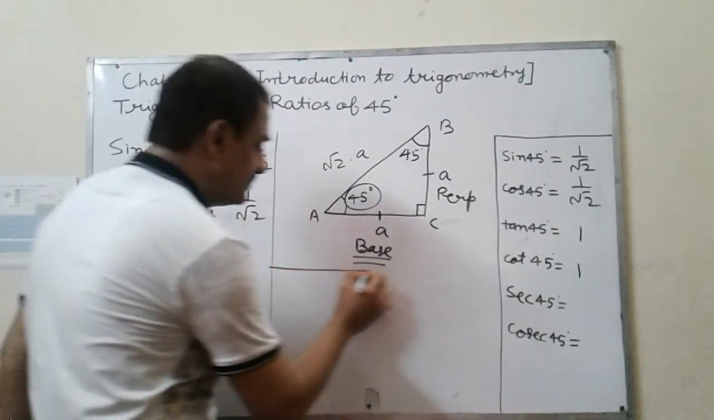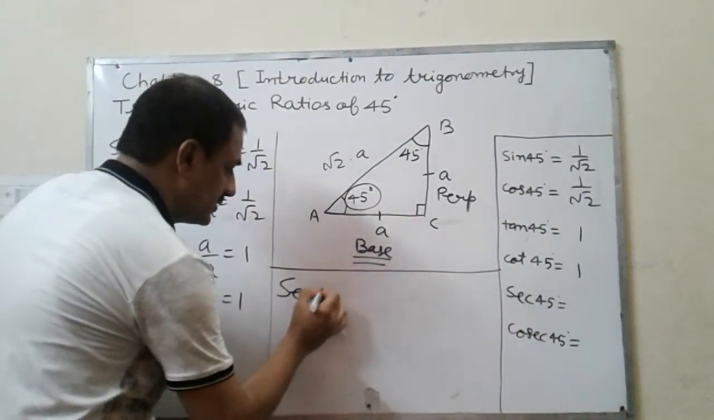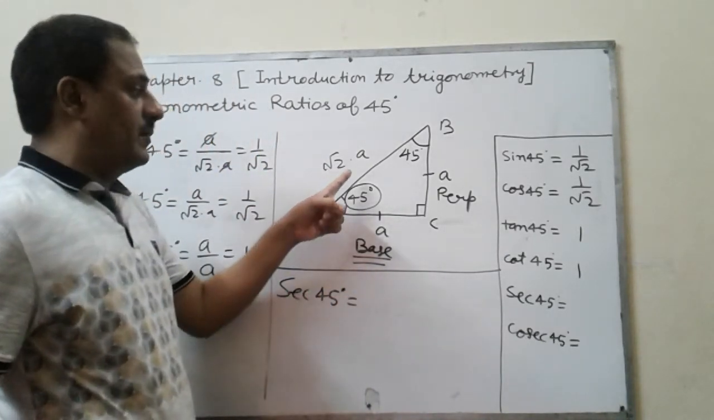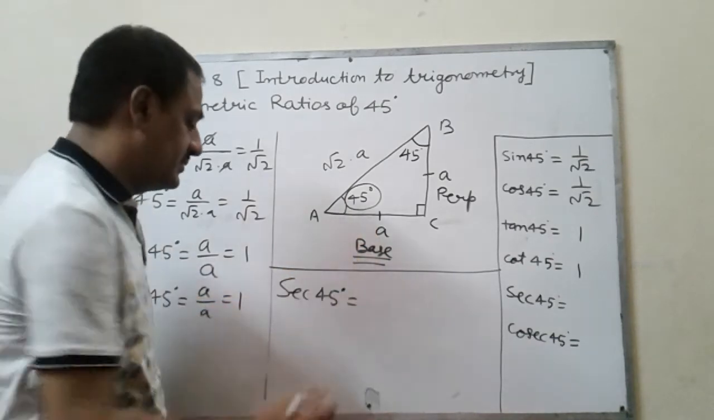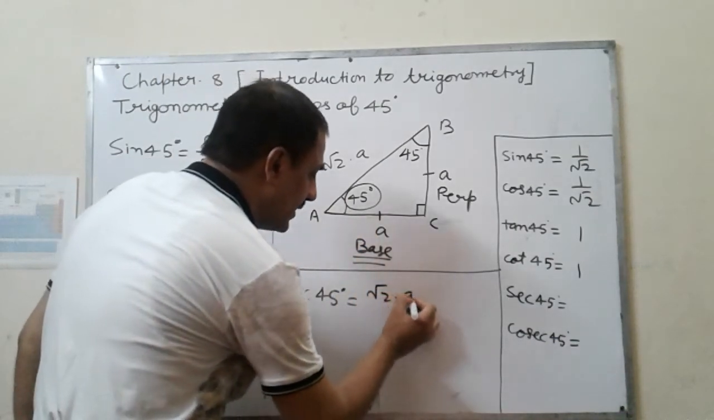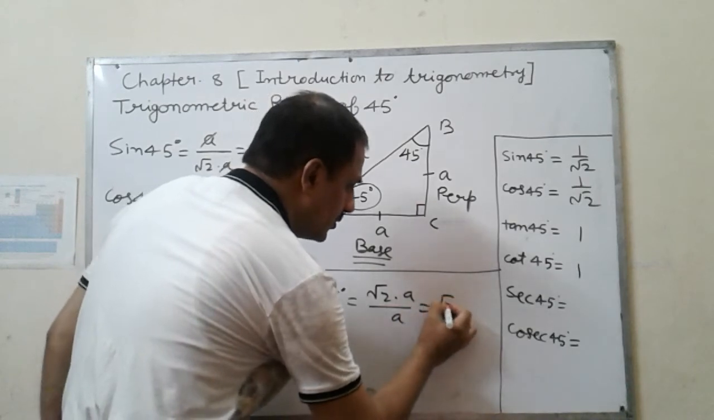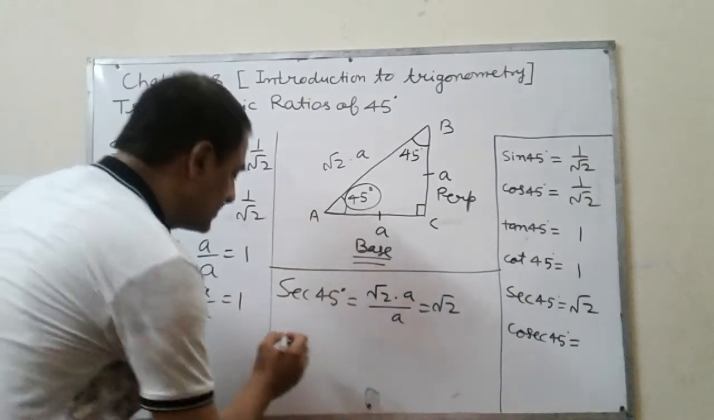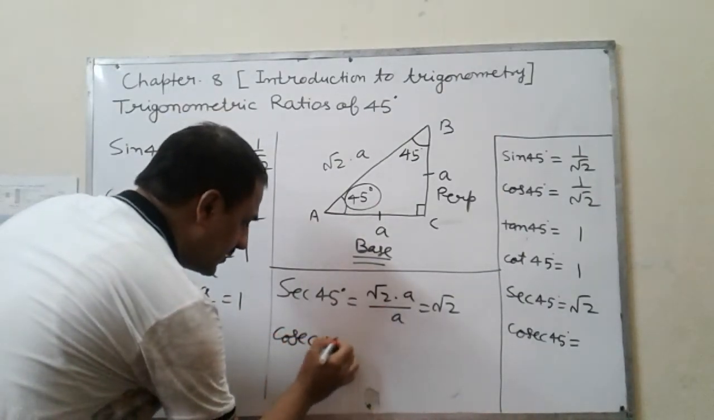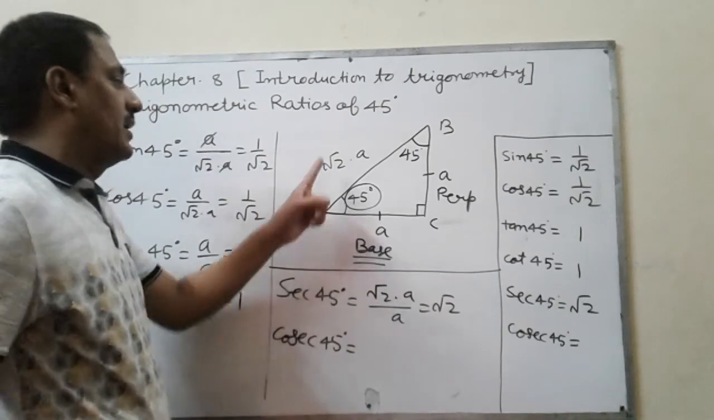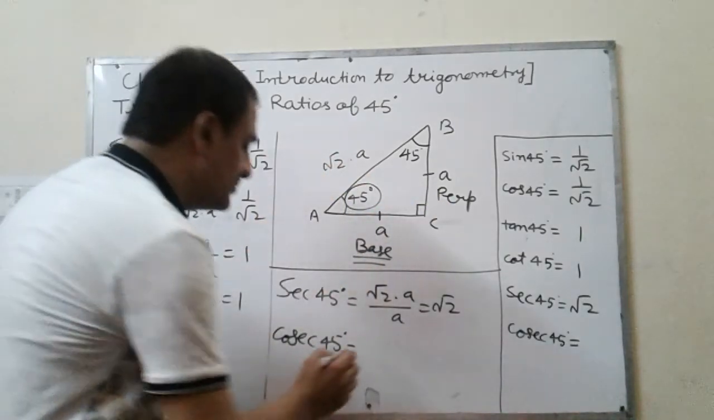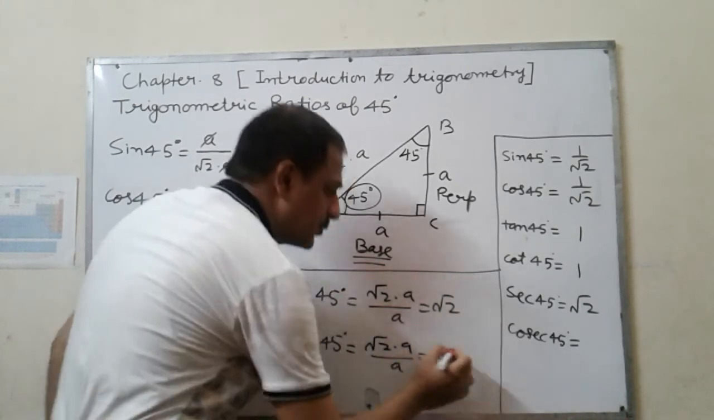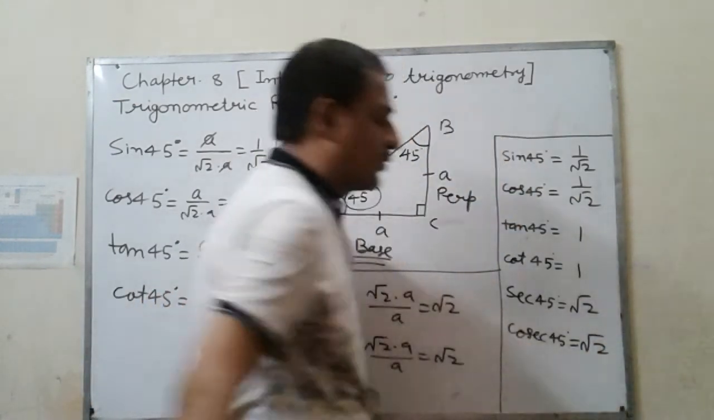Now the sec 45 degree is equal to, in case of sec, hypotenuse upon base. Root 2 times A upon A is equal to root 2. The value of sec 45 is root 2. At last, cosec 45 degree. The value of cosec 45 degree equal to hypotenuse upon perpendicular. The hypotenuse is root 2 times A upon A, it is equal to root 2. This is the value of cosec 45 degree.